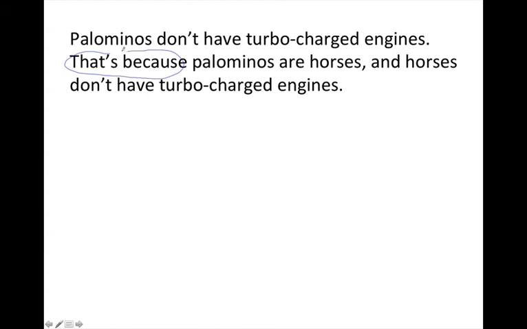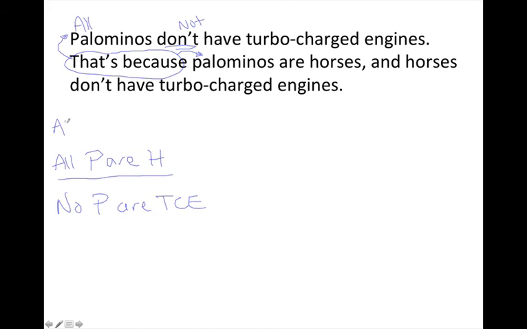Okay. That's because refers to the first sentence, because is the evidence, the premises. So Palominos don't have turbocharged engines is the conclusion. How many Palominos? All of them. All not, which means no Palominos are creatures with turbocharged engines. Palominos are horses. And horses don't have turbocharged engines.